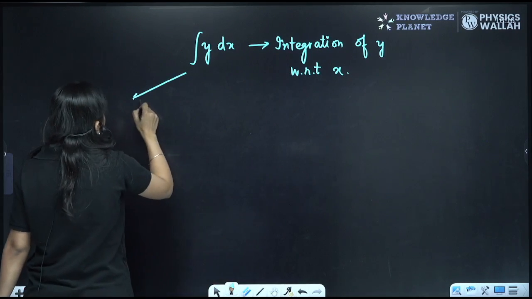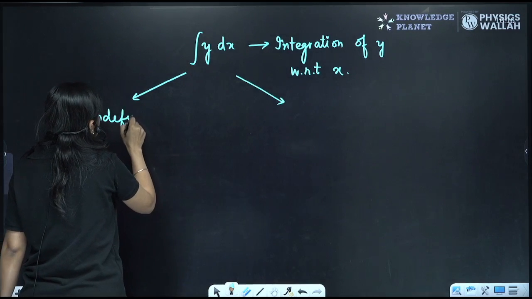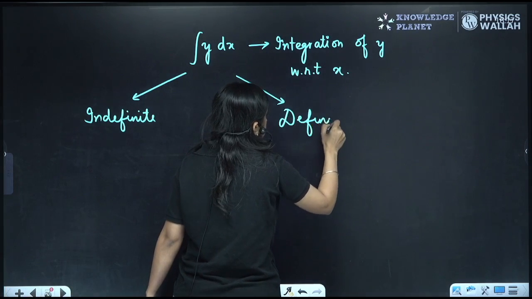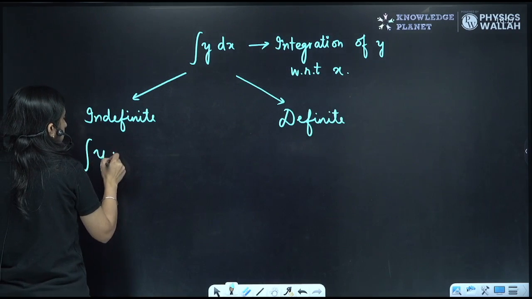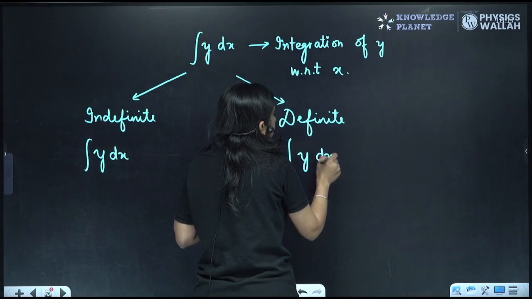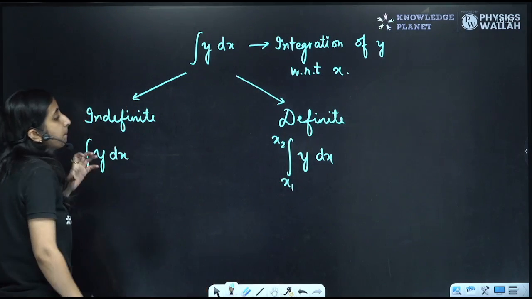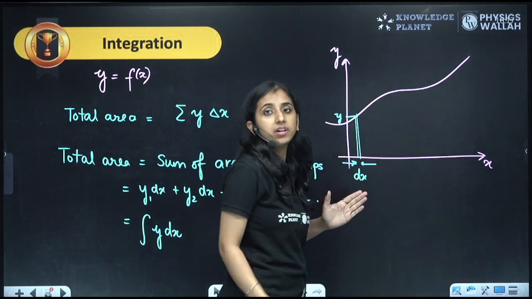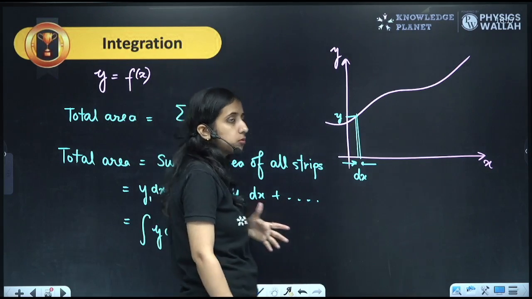Now integration is of two types: one is indefinite and the other is definite. In indefinite integration we integrate y dx simply. In definite integration we integrate y with respect to x between two limits, that is, we are finding the area from x1 to x2 only.